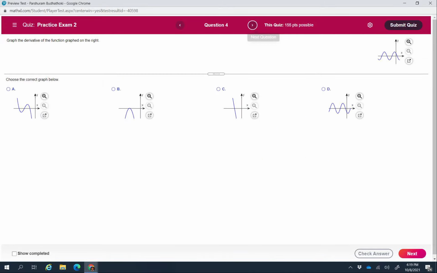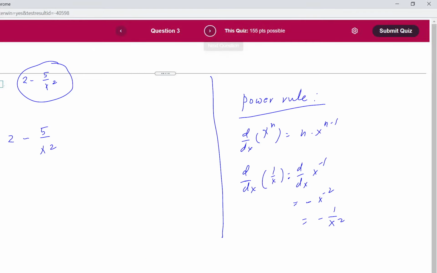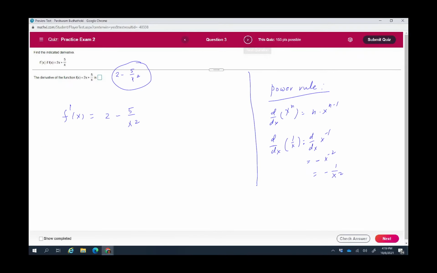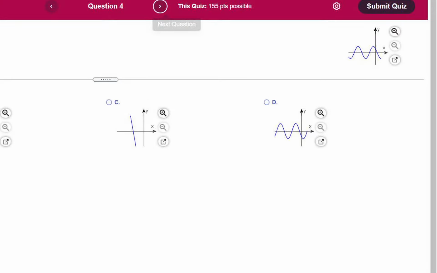Okay, so graph the derivative of the function graphed on the right. So this is the graph of the function, and we would like to plot the graph of the derivative of this graph. One thing we can do is zoom in on this graph. You can see that the derivative at this point, like here, here, here, here, is the slope of the tangent line.